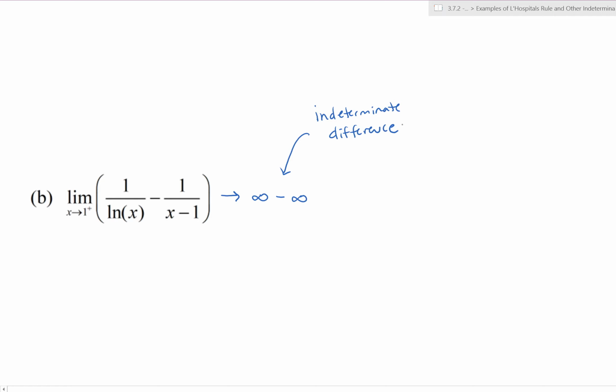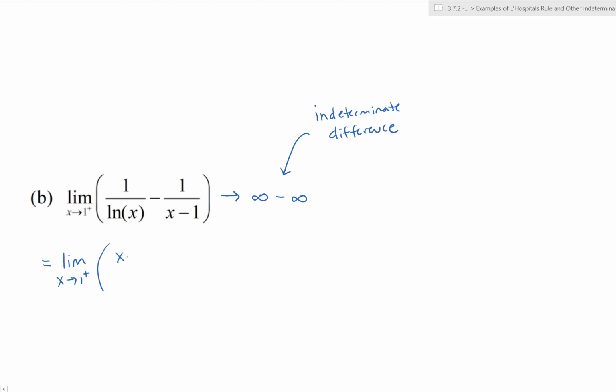So how to deal with this? Well, it seems reasonable that we could find a common denominator here and try to rewrite the limit in a different form so that we have a quotient, and hopefully we'll have some type of indeterminate form for which we can apply L'Hospital's rule. So oftentimes when we have an indeterminate difference, the strategy is, at least first of all, to attempt to find a common denominator and then rewrite the function we're taking the limit of. So let's do that. Limit as x goes to 1 from the right of, well, the common denominator here is just ln of x times x minus 1.